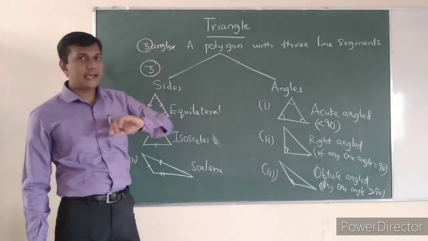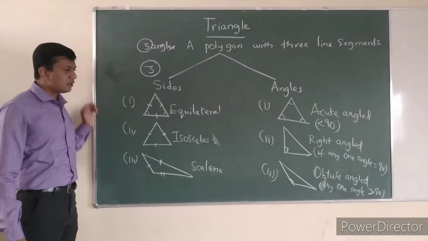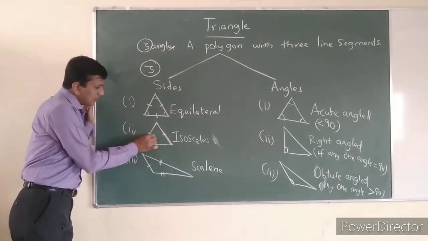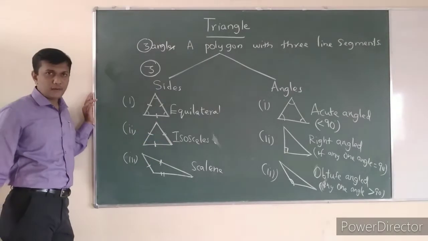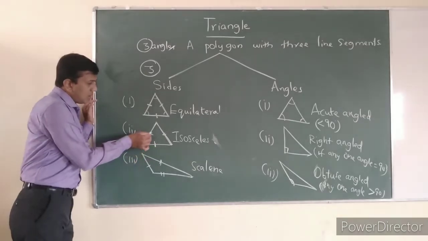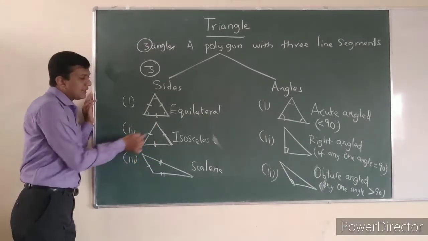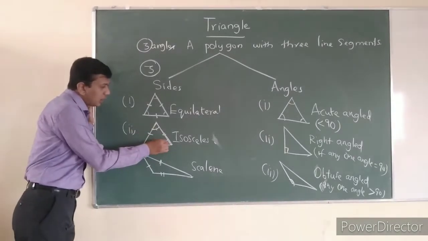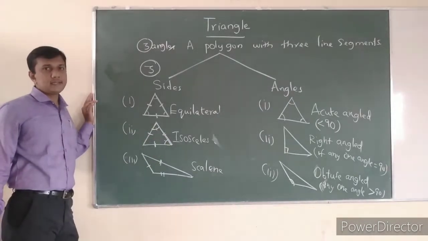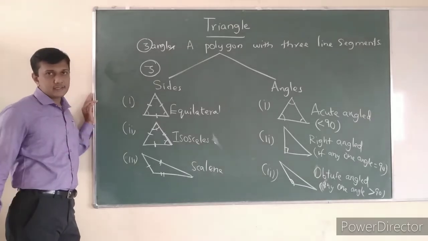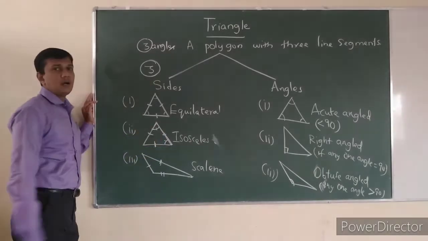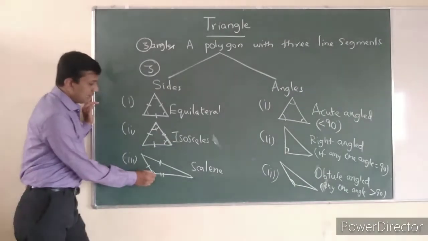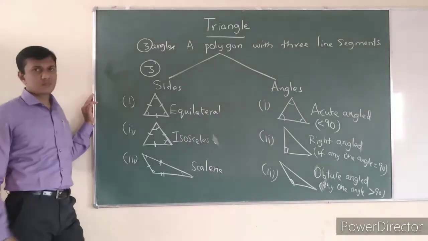Next, coming to the angles. Before that, we have discussed isosceles also. In isosceles, these two sides are equal. That means the angles corresponding to these two sides, these two angles, are equal. We call them base angles or adjacent angles. The adjacent angles are equal. Next, scalene. No angle is equal.